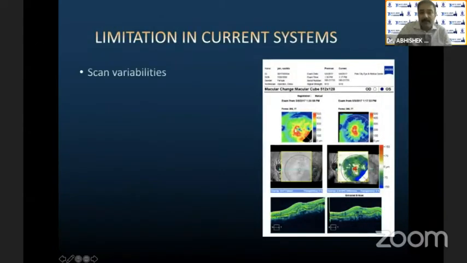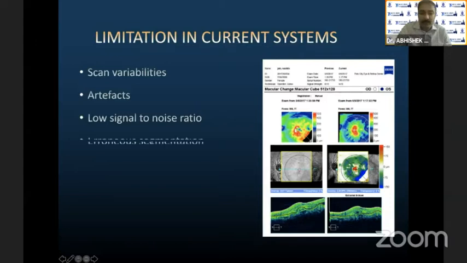And the limitations of current systems are that, depending upon the system that you are taking a scan on, there are scan variabilities, there are artifacts, and whenever there is a cataract or a media opacity, the low signal to noise ratio makes the interpretation of the OCT difficult. You have erroneous segmentation. So, for example, in this particular example that I have shown, the system will actually tell you that there's an increase in the thickness rather than the actual decrease that has happened.